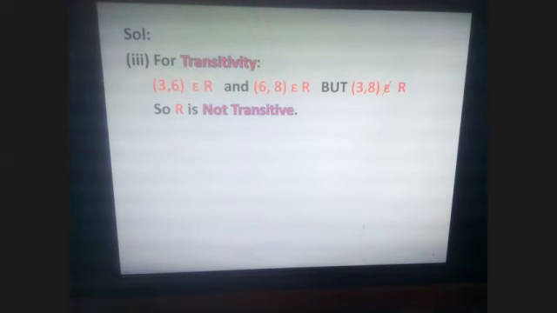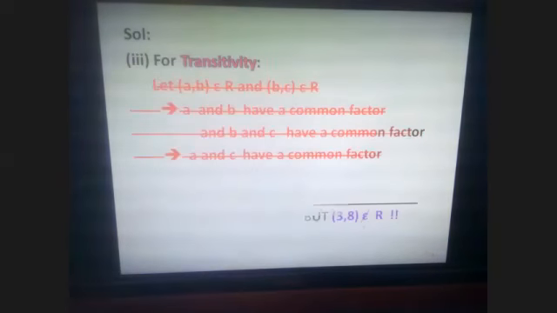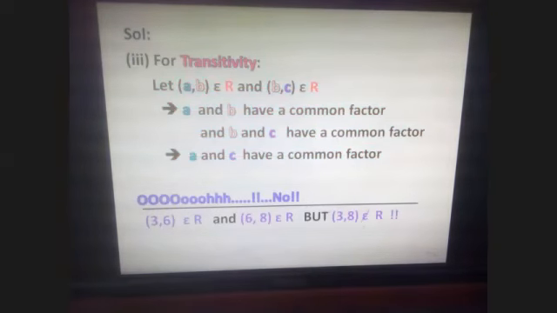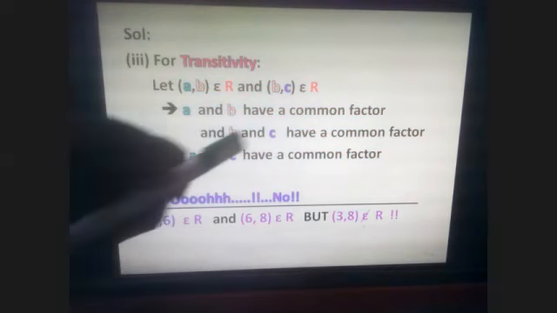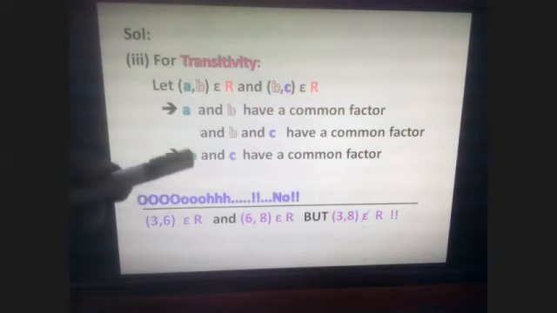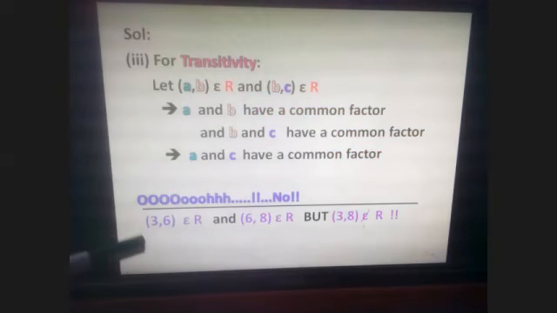Are you agreeing? Be careful about it. I think the steps are clear here. I have written it purposefully to make sure that you attend to it very carefully. A and B have a common factor. B and C have a common factor. You are tempted to say that A and C have a common factor, but that is not true here, because we have seen an example.